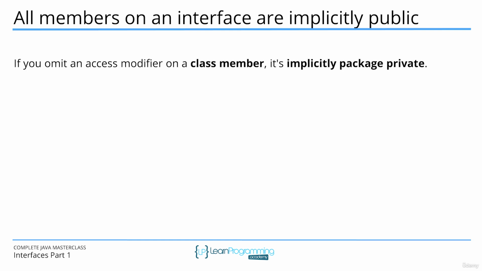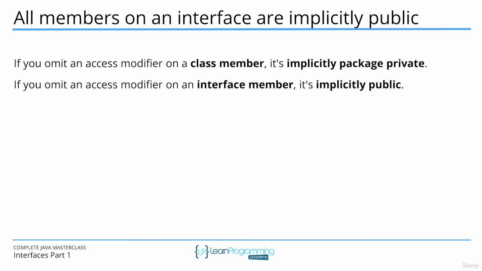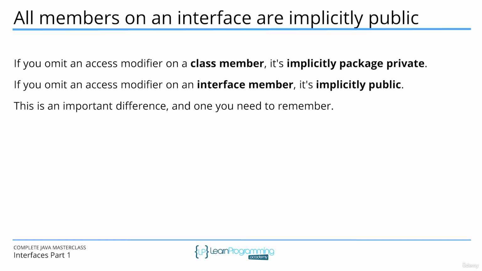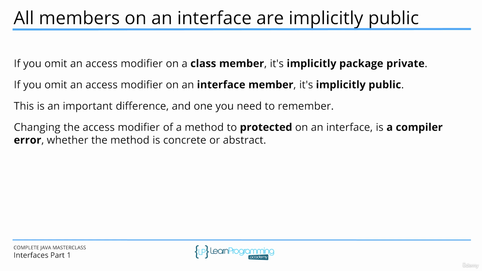If you omit an access modifier on a class member, it's implicitly package private. If you omit an access modifier on an interface member, it's implicitly public. This is an important difference and one you need to remember. Changing the access modifier of a method to protected on an interface is a compiler error, whether the method is concrete or abstract. Only a concrete method can have private access. Let's go back to the code and remove those modifiers.